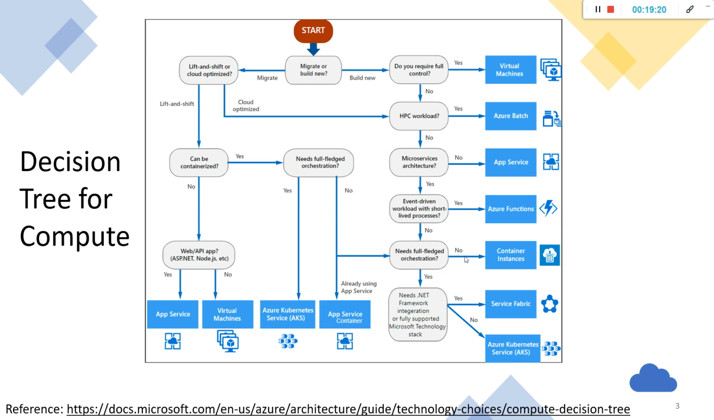So last time we discussed this path. Today we are going to discuss this path. Suppose we need full orchestration, then we can use Azure Kubernetes. If we don't need container orchestration, then we can choose one of these two.